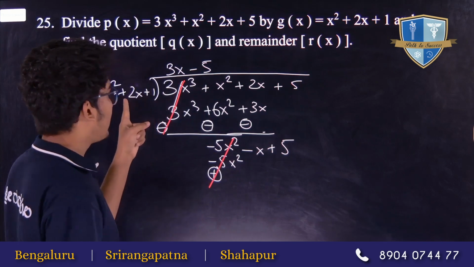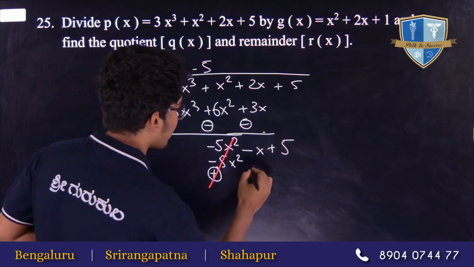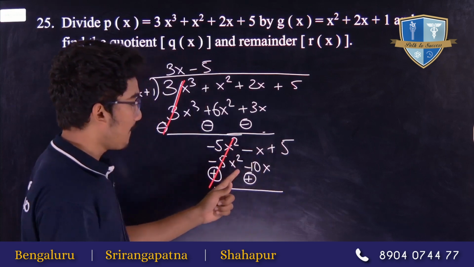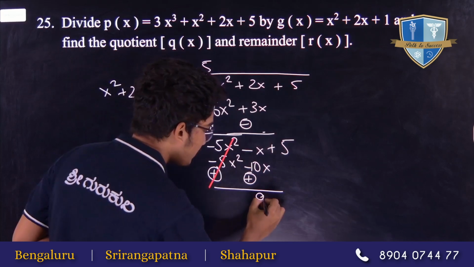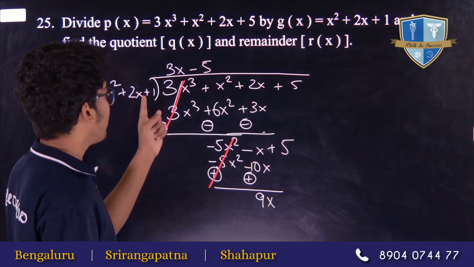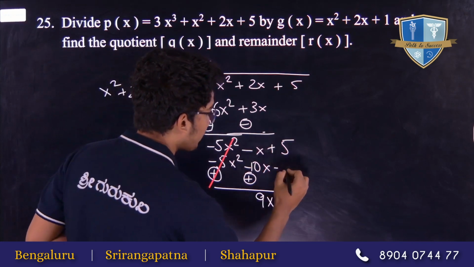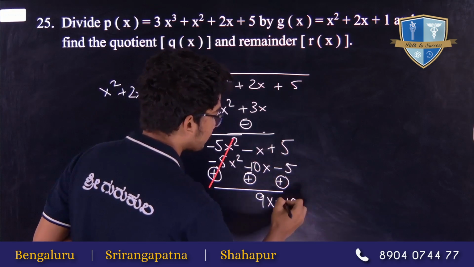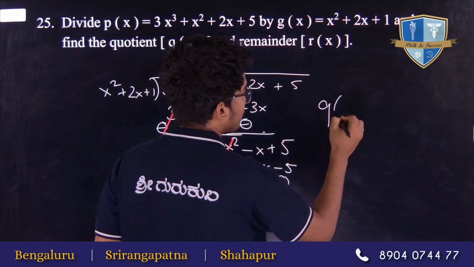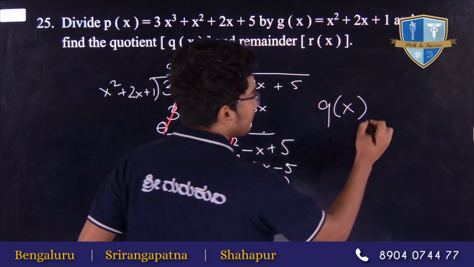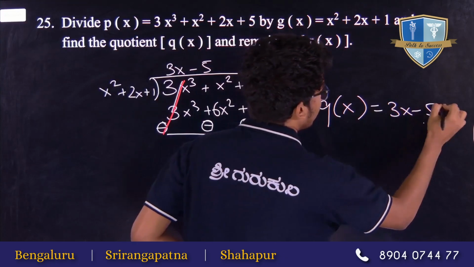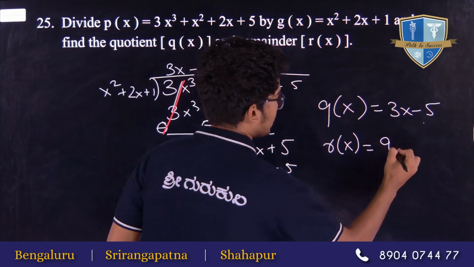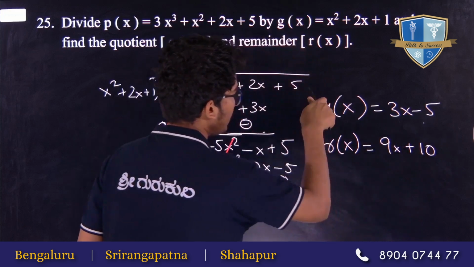Now this minus 5 will multiply with 2x, so it will become minus 10x, and plus, so minus x plus 10x will be 9x. Now this minus 5 will get multiplied with plus 1, so we will get minus 5, and we'll change the sign. So 5 plus 5 will become 10. So our quotient q of x is 3x minus 5, and our remainder r of x is 9x plus 10. So these are our final answers.